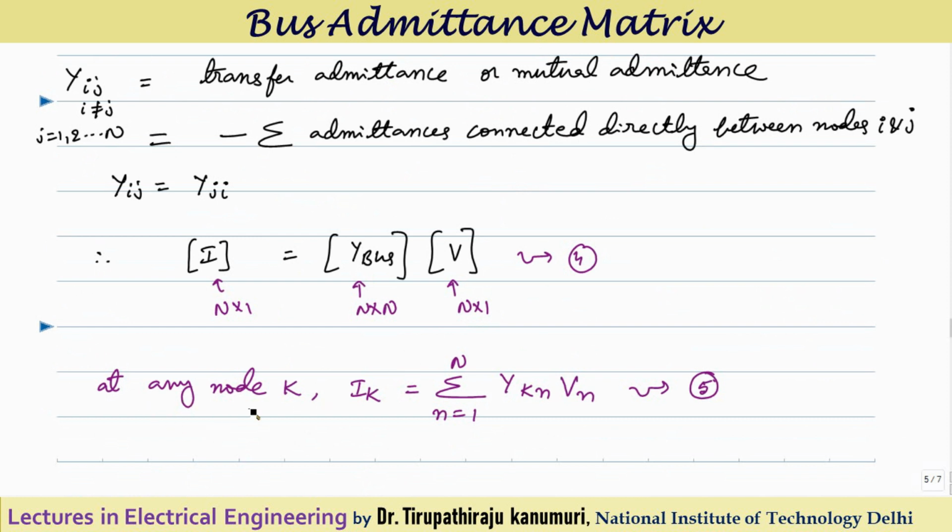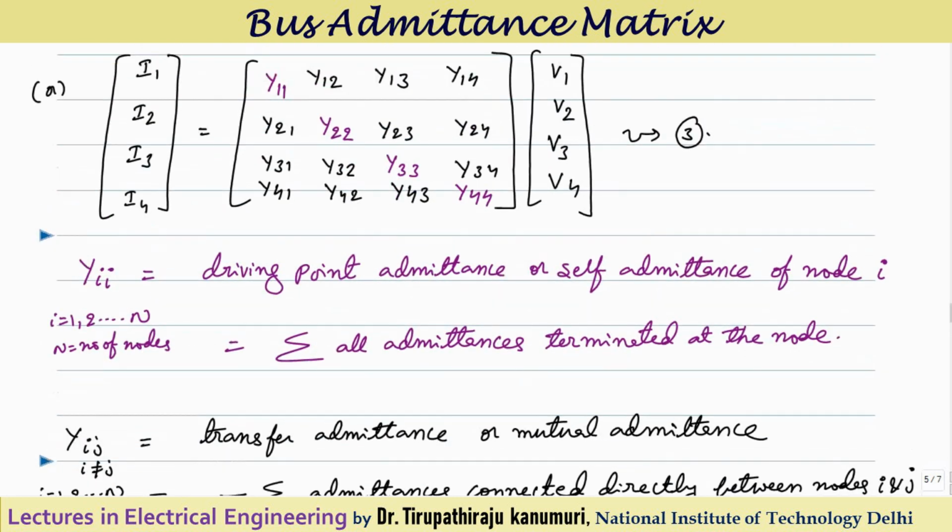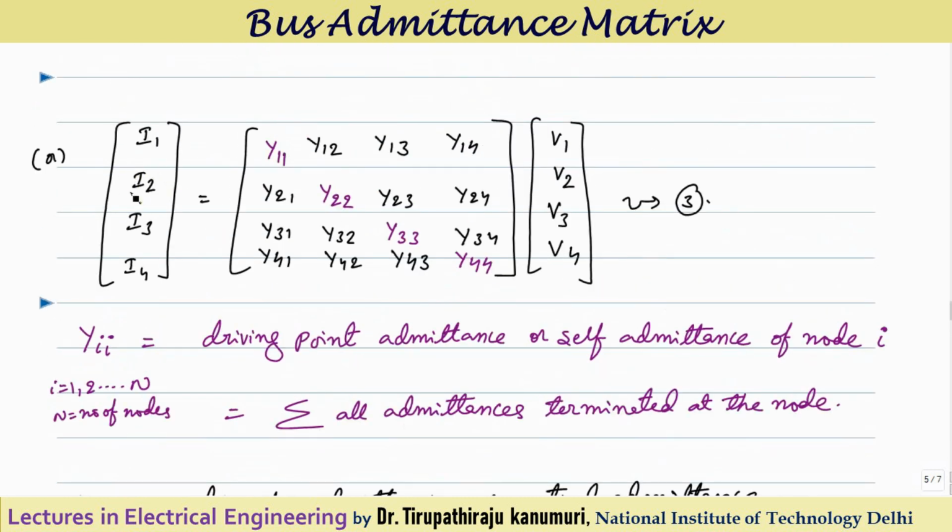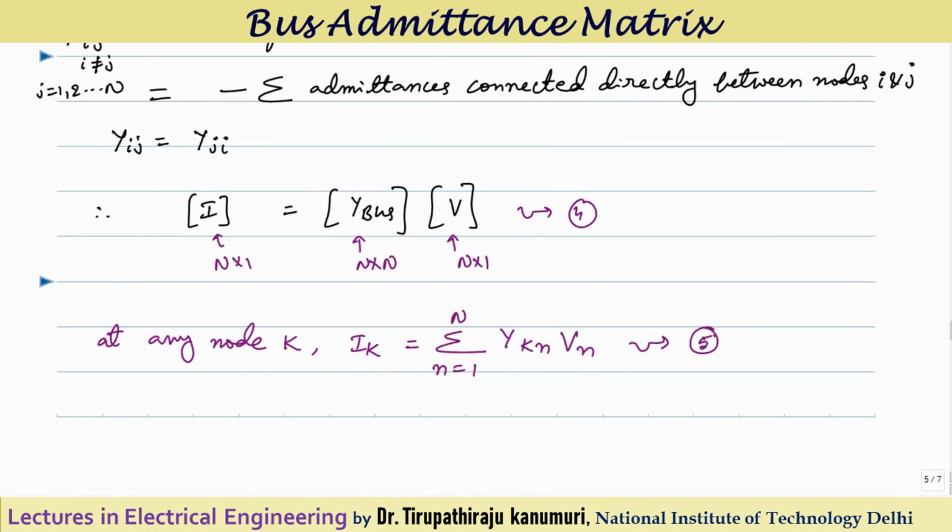So if you want to calculate the current at any node k, I can calculate it by Ik. So let us take for example again, I want to calculate I2. How will I calculate I2? You have to take the second row elements multiplied with this. So this means Y21 multiplied by V1, Y22 multiplied by V2, Y23 multiplied by V3, Y24 multiplied by V4. Or simply I can tell in this form: Ik is equal to sigma n equal to 1 to number of nodes, Ykn multiplied by Vn. In that form you can get it.